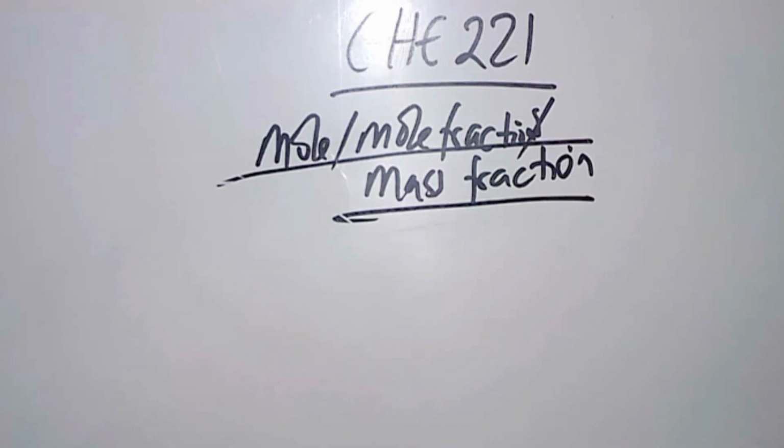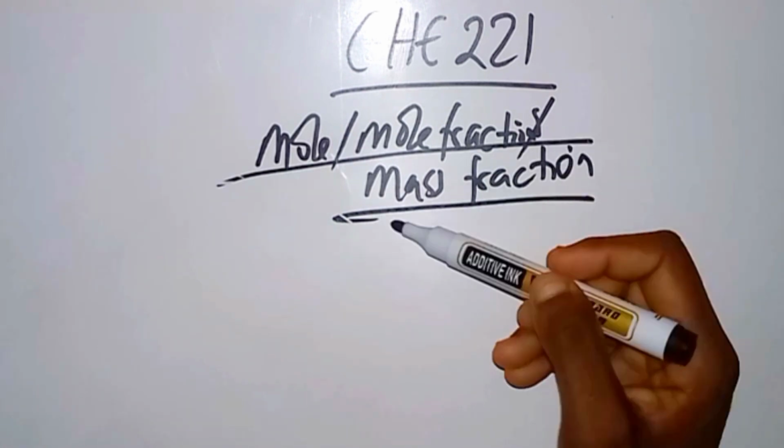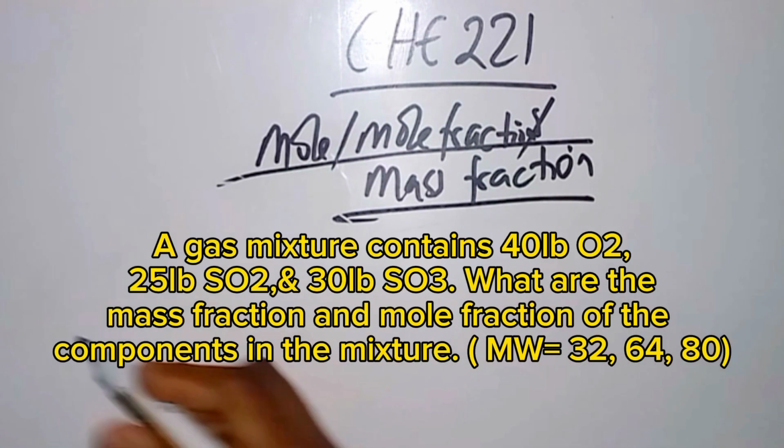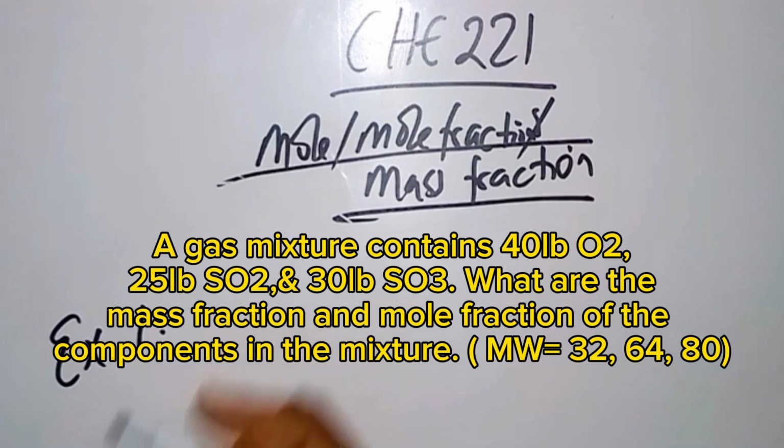Today we are going to learn how to calculate the number of moles, mole fraction and mass fraction. Our first example is a gas mixture contains 40 pounds of oxygen, 25 pounds of SO2 and 30 pounds of SO3. What are the mass fraction and mole fraction?